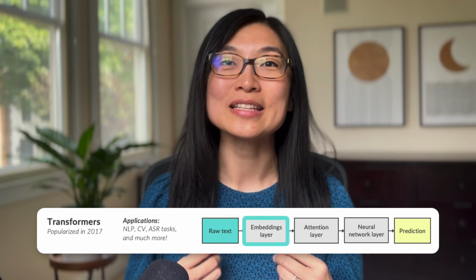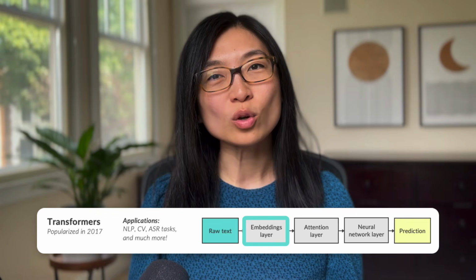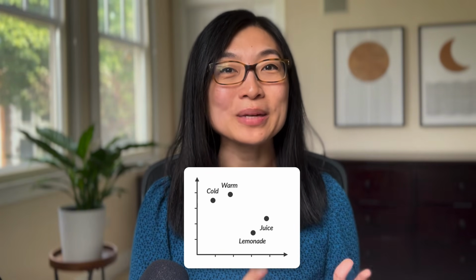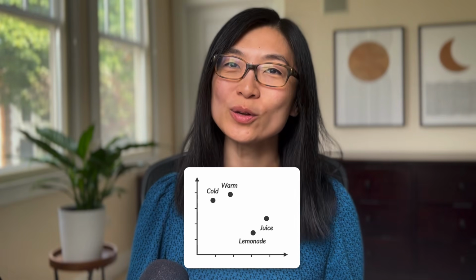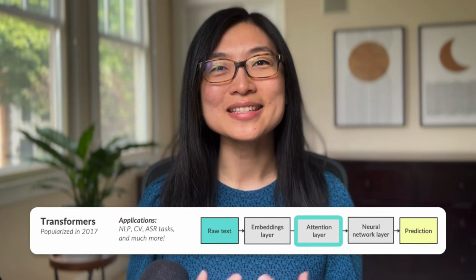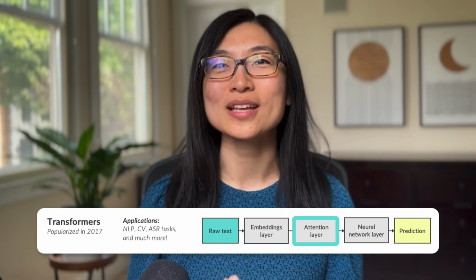The first part is the embeddings layer, and this is where words turn into locations in space, and those locations in space have some meaning. Words that have similar meaning will be close to one another, and words that are different will be far apart.